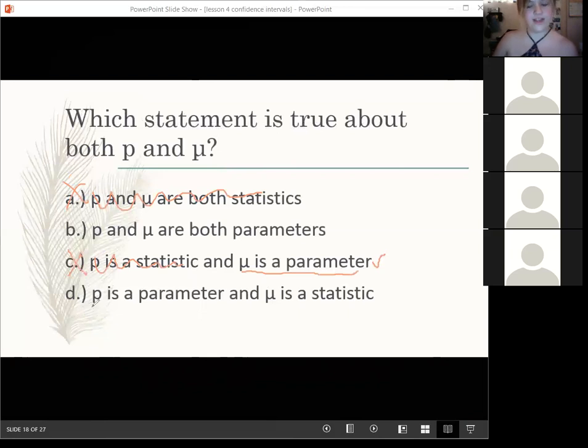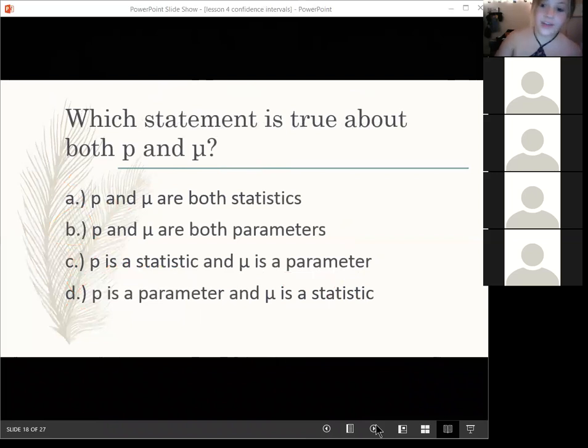And then this last one says P is a parameter. That is true, but mu is not a statistic. Sad. So D is incorrect. So B is correct because both P and mu are parameters. Yes. Okay. Looks like a little eyelash over here. Okay, cool. Alrighty. So good job. All right, let's do another one.